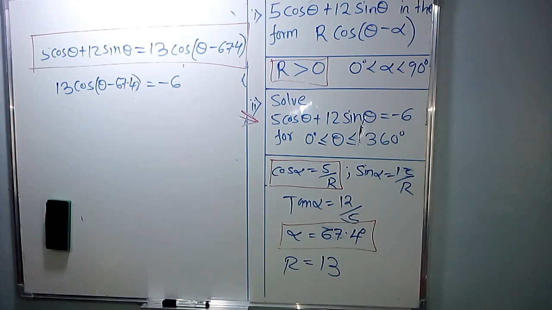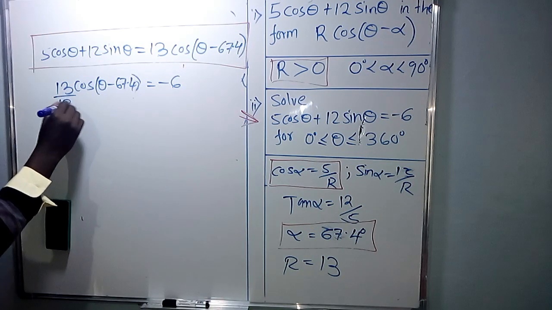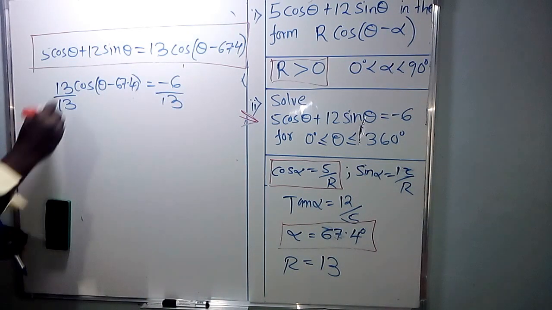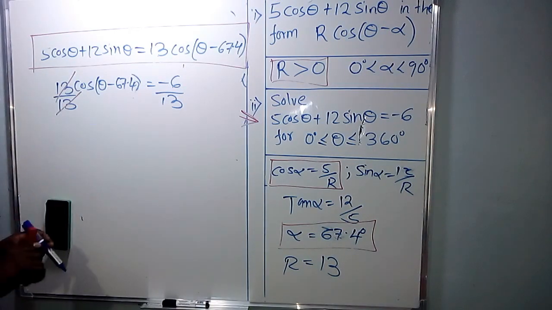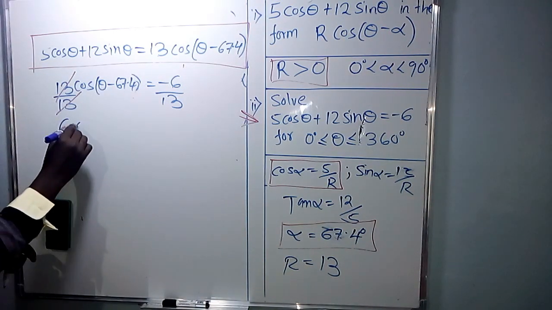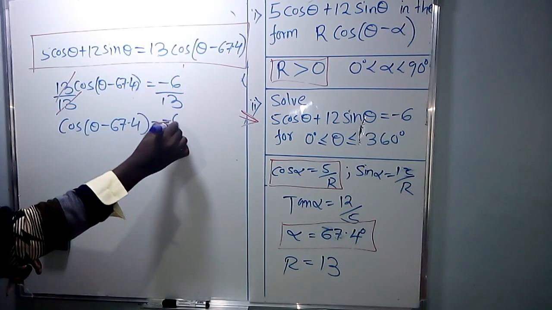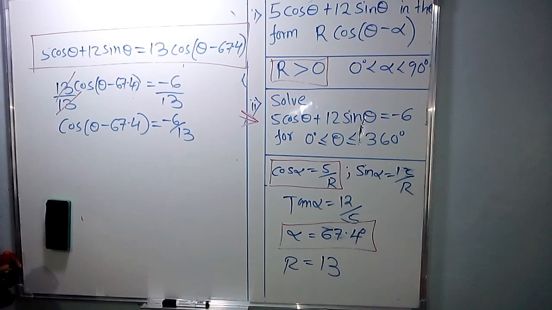Now from there, for us to solve this, we get rid of the coefficient 13. We divide both sides of the equation by 13. To get rid of the coefficient there, divide both sides by 13. So we have cos(theta minus 67.4 degrees) is equal to negative 6 divided by 13. So what is negative 6 divided by 13?